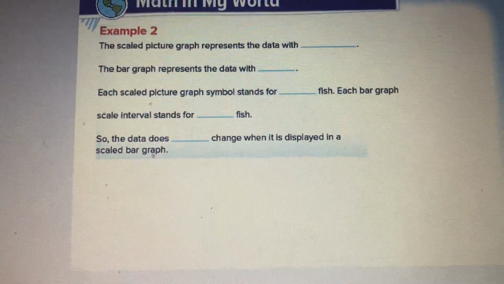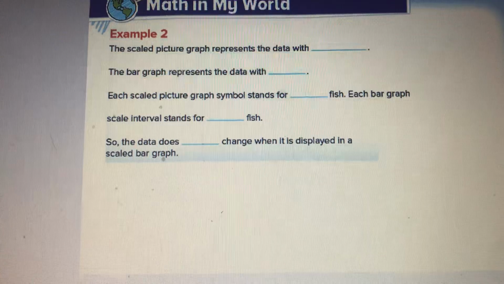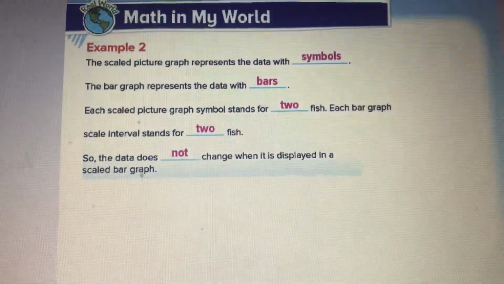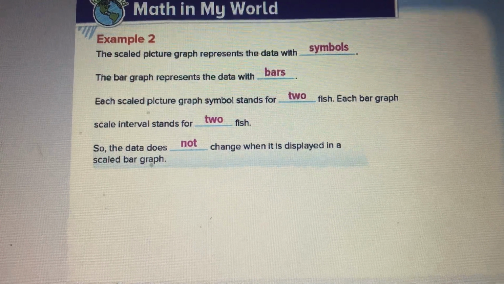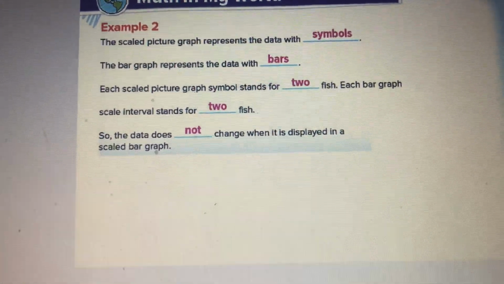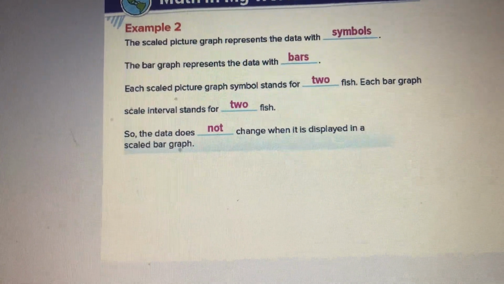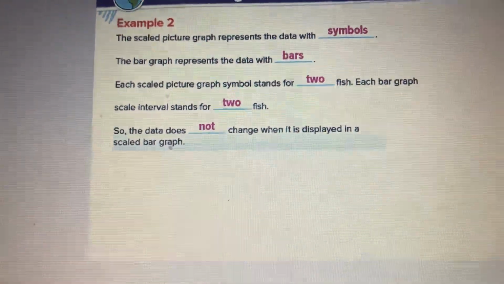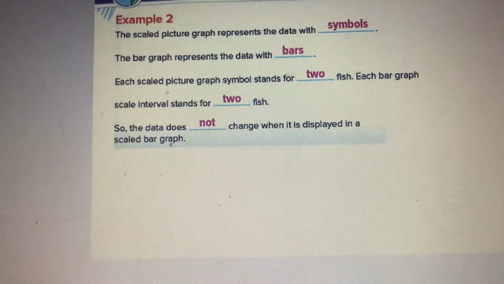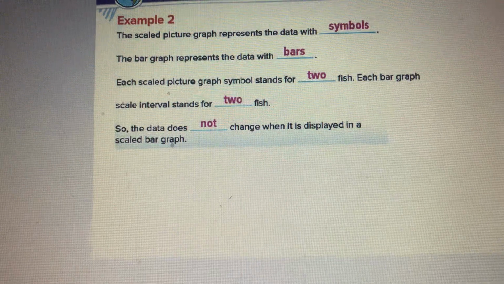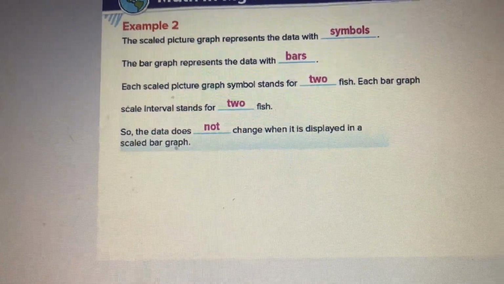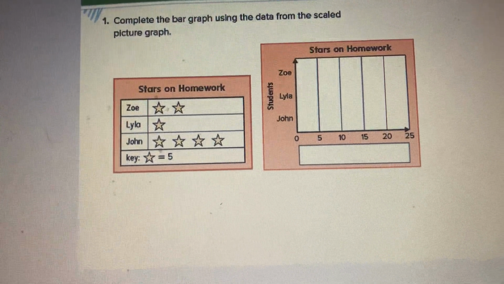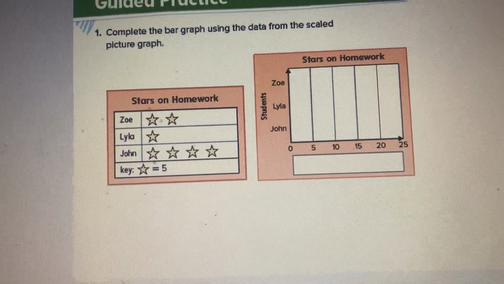Okay, the scaled picture graph represents the data, right, with symbols. Bar graph represents the data with bars, and each scaled picture graph symbol stands for 2 fish. We saw that. Each bar graph scale interval stands for 2 fish, so the data does not change when it's displayed in a scaled bar graph. Okay, complete the bar graph using the data from the scaled picture graph.